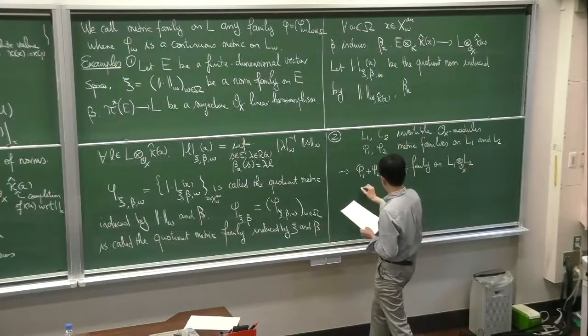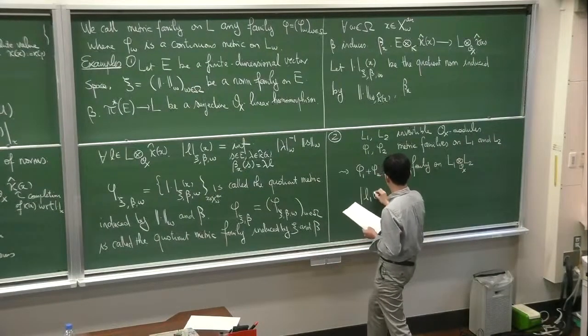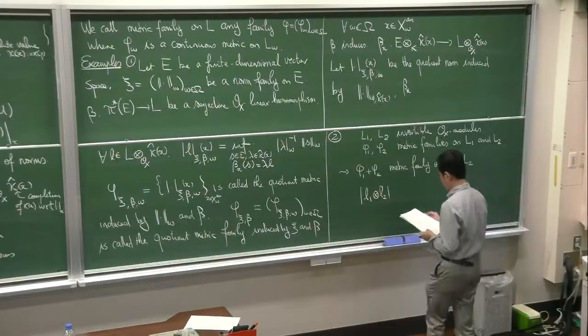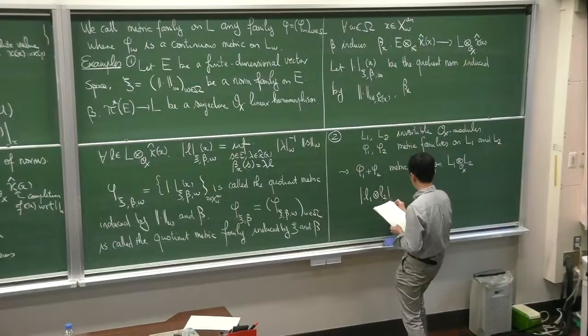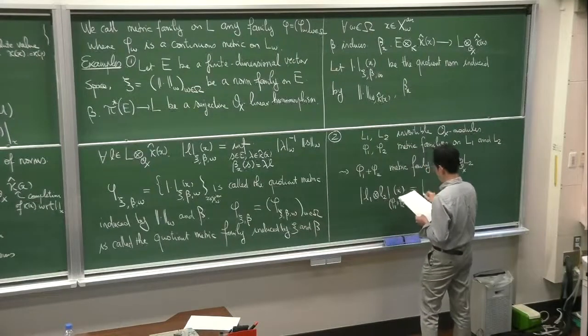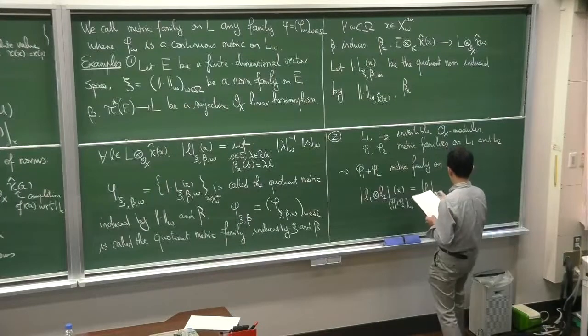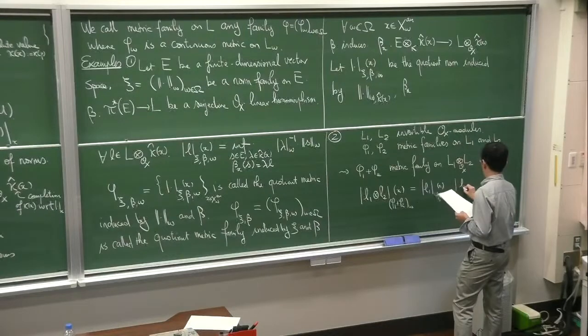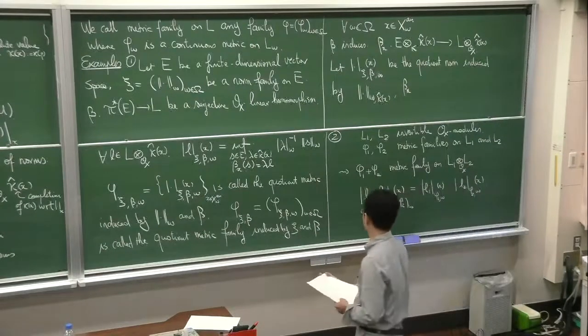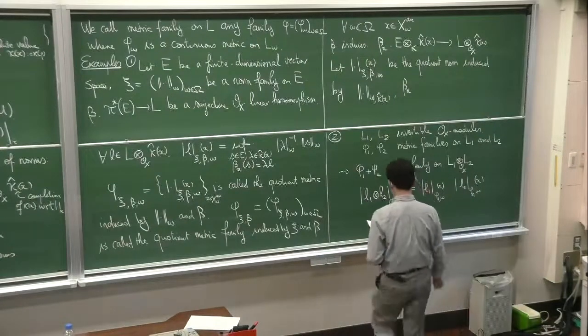It's given by the following: if you evaluate L1 tensor L2, these are sections of L1, L2 on some Berkovich open subsets. So you have phi 1 plus phi 2 omega, and at some point x it is just given by the norm of L1 with phi 1 omega at x times the norm of L2 with phi 2 omega at x. So this is the tensor product metric family.